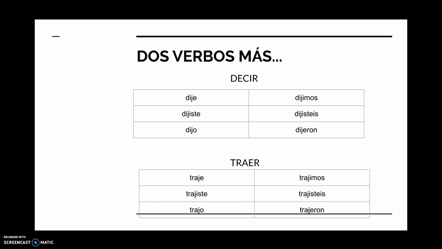We have yo dije, tú dijiste. Please be very careful making sure that you have all your J's and your I's down correctly, because there are a lot of them, and it can be a little confusing to look at them, even for me at times, and I've been at this for quite a while. Usted dijo, nosotros dijimos, vosotros dijisteis, and ellos/ustedes dijeron. And we also have traer, to bring, yo traje, tú trajiste, él/usted trajo, nosotros trajimos, vosotros trajisteis, and ellos/ustedes trajeron.